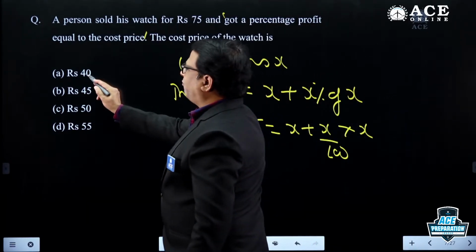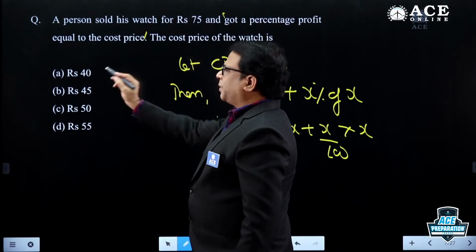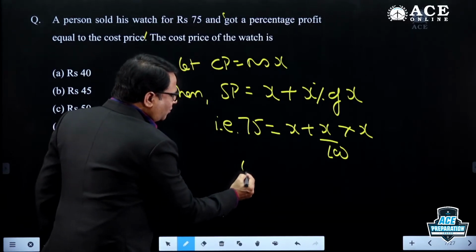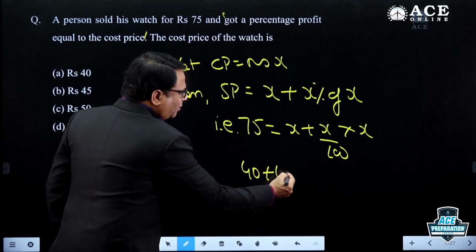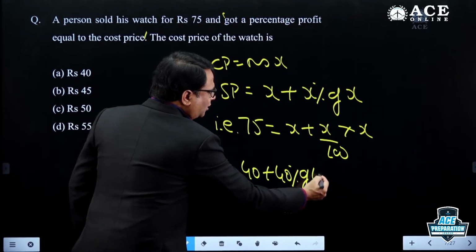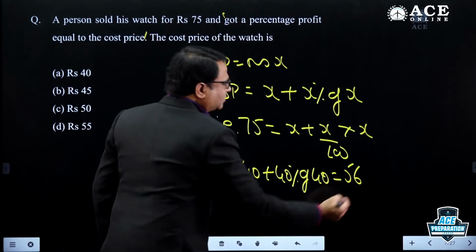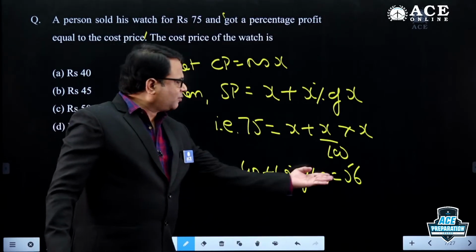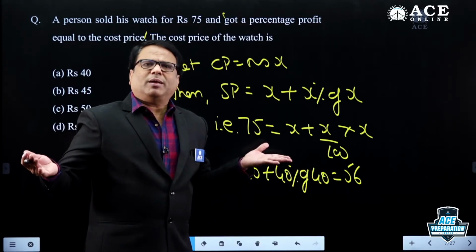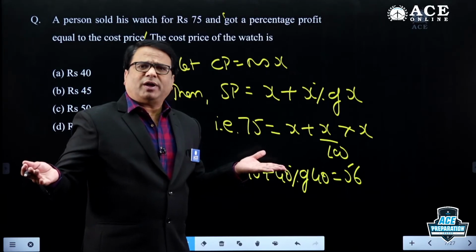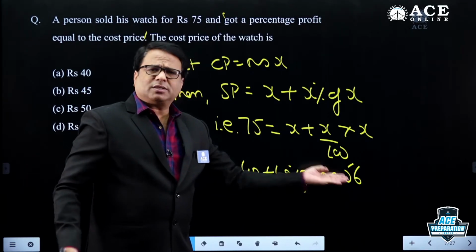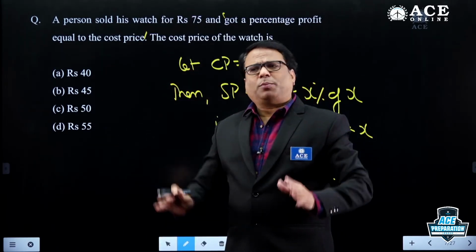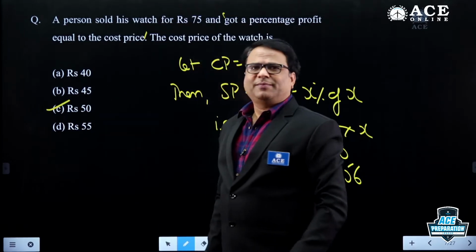Now let me look at the first option. Cost price is given as 40 rupees. So if cost price is 40 rupees, selling price will be how much? 40 plus 40% of 40, 56. So if I take the first option, I am getting the selling price as 56 rupees. But in the problem, selling price is given as 75. Whereas here I am getting 56. That means first option is not the answer. Like that, we need to check the options, and the correct answer is C.